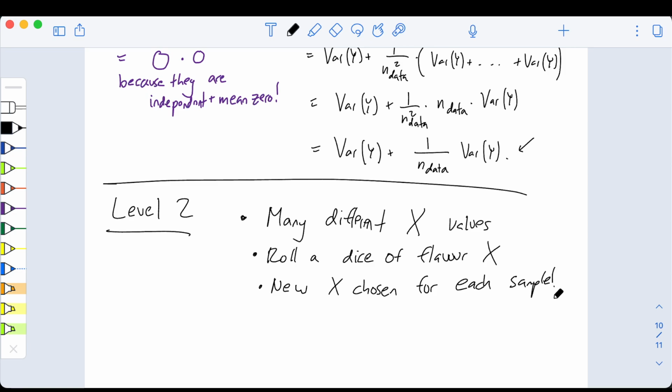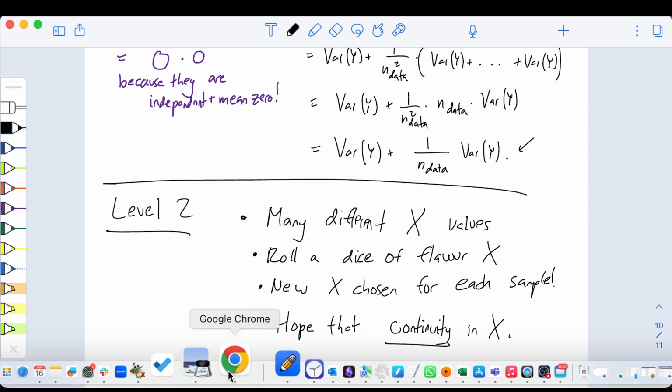And we cross our fingers and hope that the dice where X equals 1.9 and the dice where X equals 2 are closely related. We hope that we have continuity in X, so the dice with close X values are close to each other. All right, this is exactly the setup that was in the video that you guys saw.